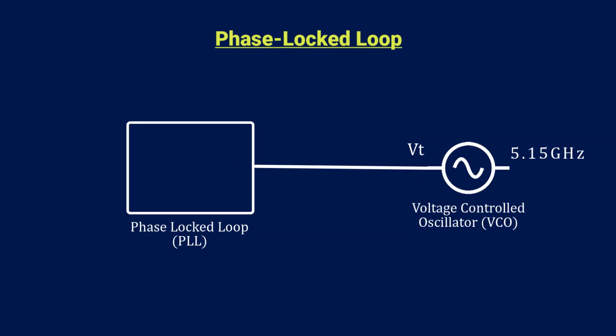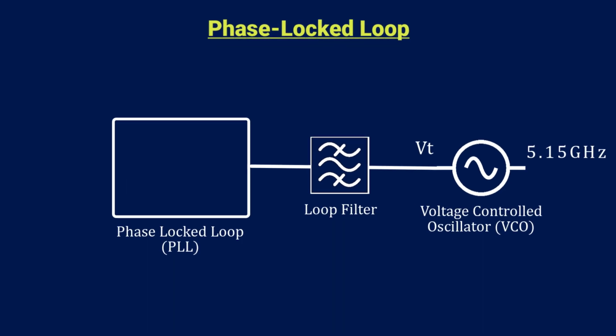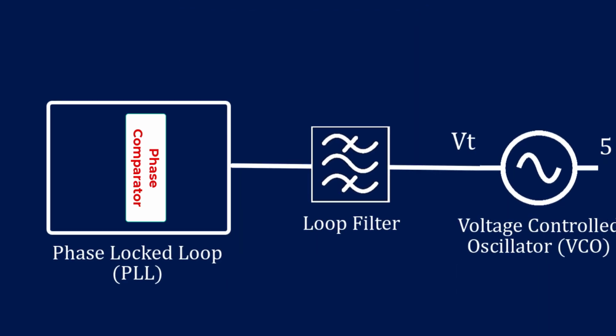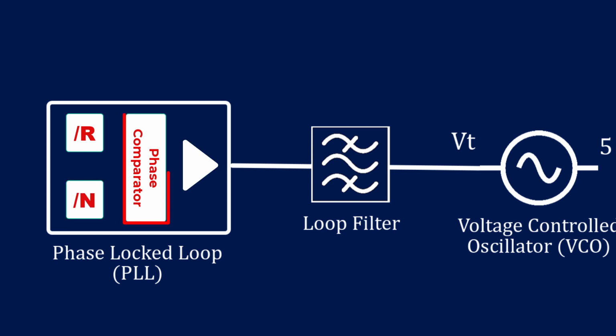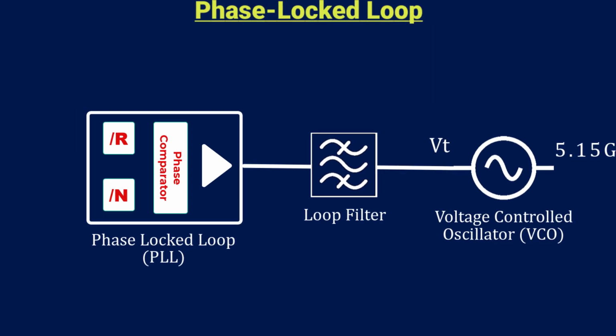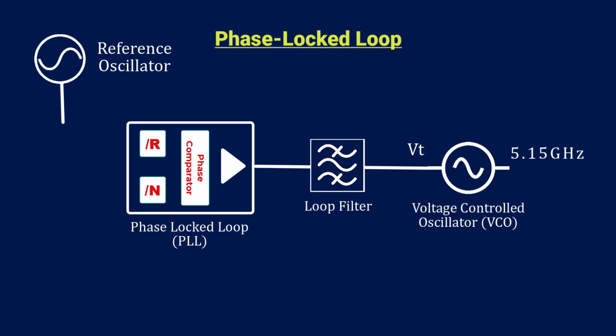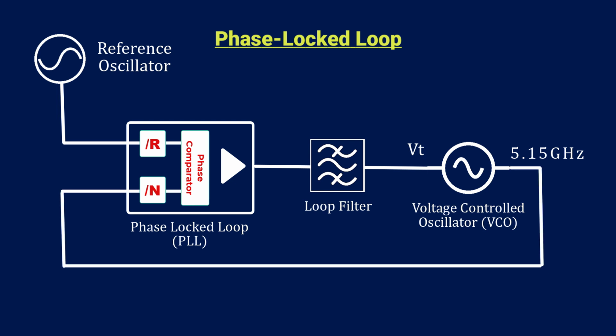This tuning voltage is generated by the phase-locked loop IC, and supplied to the VCO via a loop filter, essentially a low-pass filter. Inside the PLL, there is a phase comparator, two counters, one divided by R and the other divided by N, and a charge pump. The phase comparator plays a crucial role. It compares the phases of two RF signals. One signal is derived from a reference oscillator, which is divided by the R counter, and the other signal is generated by the VCO, divided by the N counter.